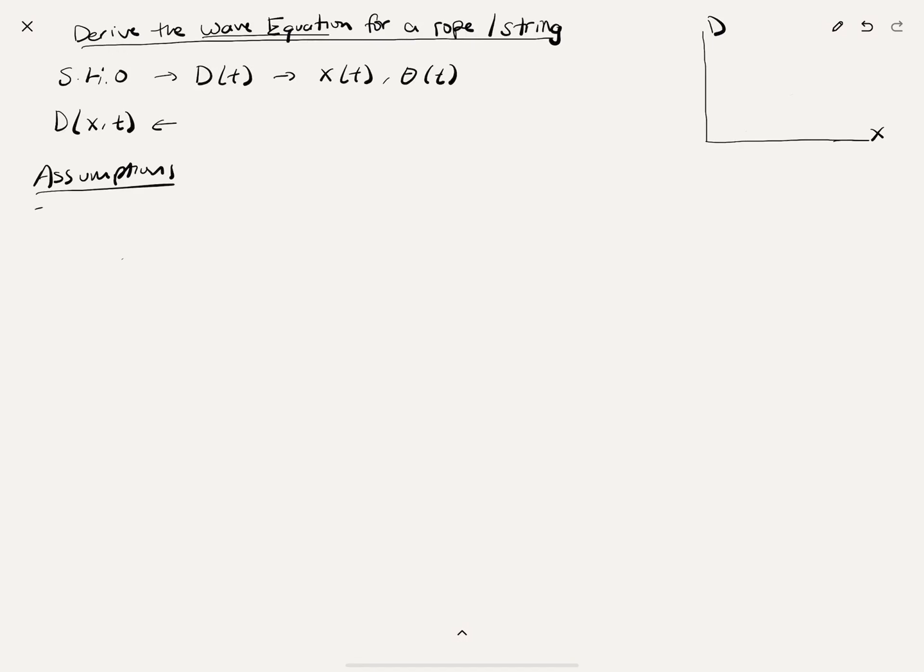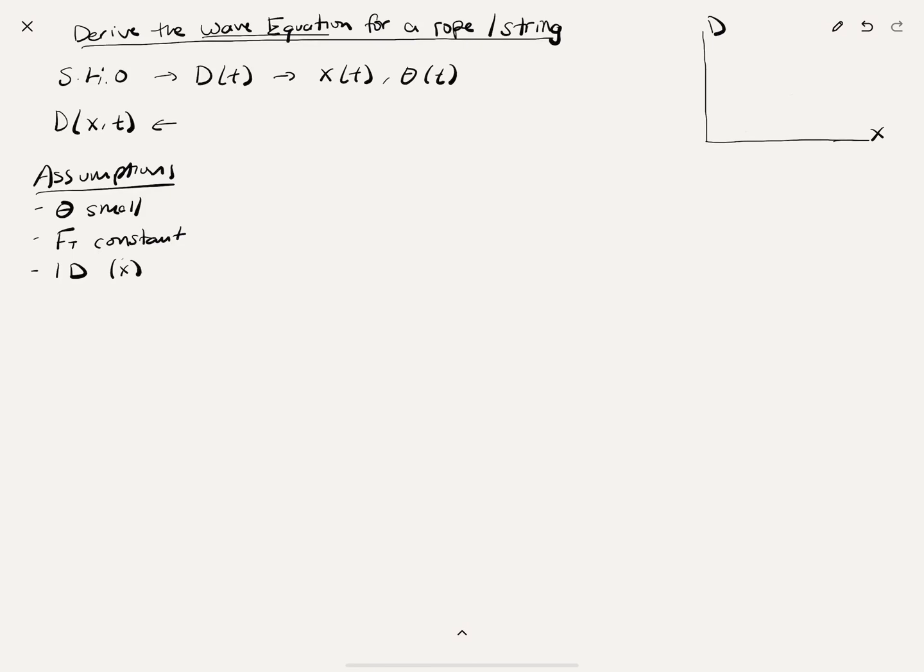First, we have a couple of assumptions that we're going to make. The first is that all the displacements are small. The second is that the tension everywhere inside of the rope is constant. And the third is that the wave will propagate in one dimension only. We're going to call that the x dimension.